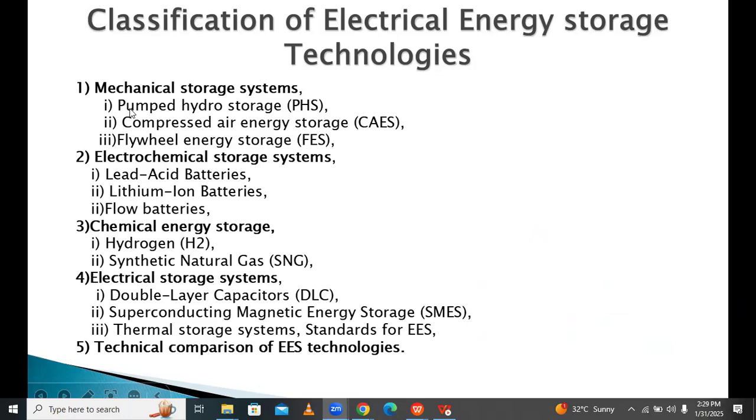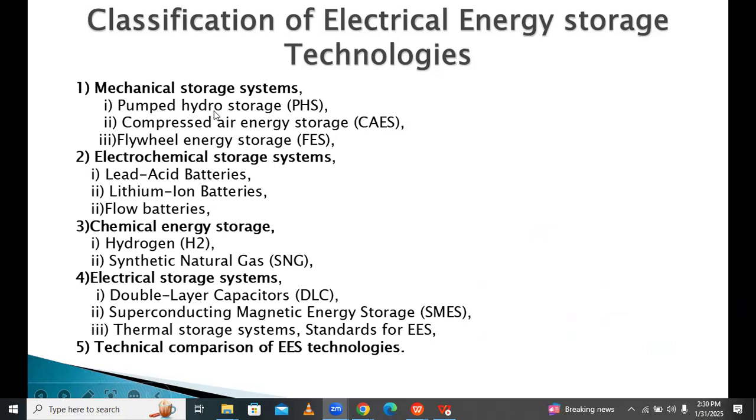Okay, so mechanical storage systems are classified into three types. First one is called pumped hydro storage systems, generally called PHS. It comes under mechanical storage systems. The next one is called compressed air energy storage systems, CAES. And then next, flywheel energy storage system.